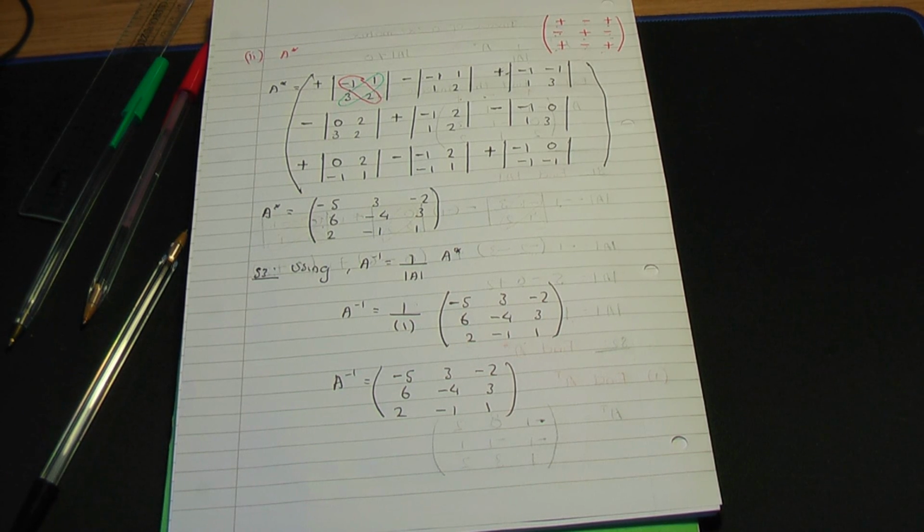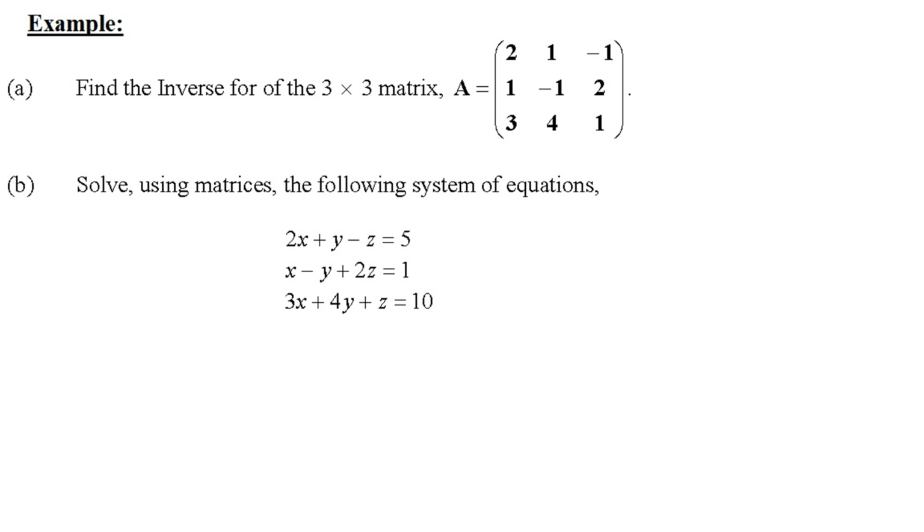So let's go to the first prepared screenshot. Now in this screenshot I have a question. So the first part of this question is to find the inverse of the 3x3 matrix A. So A is given by 2, 1, minus 1, 1, minus 1, 2 and 3, 4, 1.